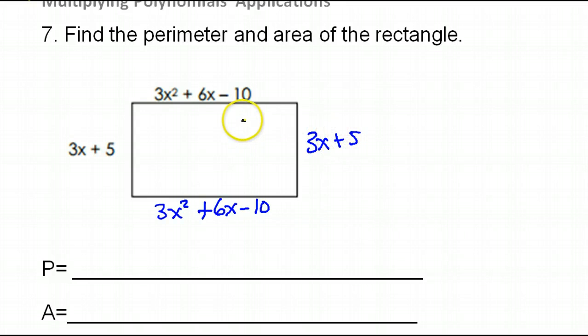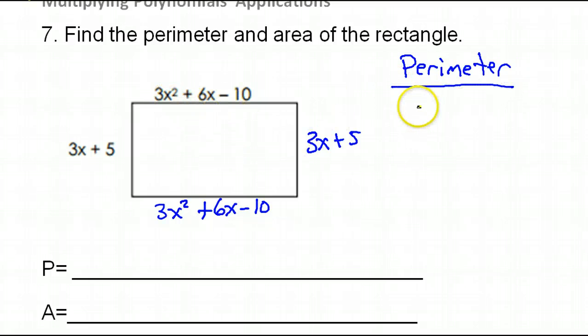So the perimeter is the sum of all 4 sides. Top plus bottom plus left plus right, all 4 sides added up. So let's just add up all 4 sides. So if I want the perimeter, let me just label what I'm doing, perimeter.